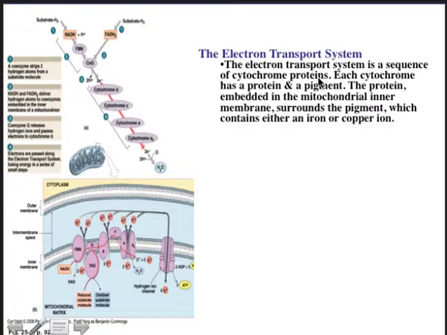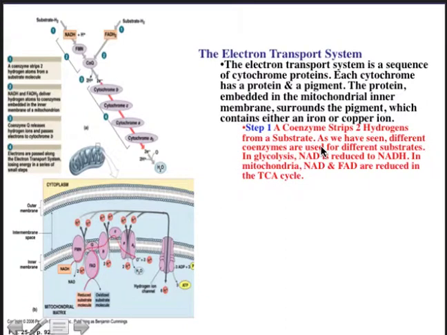Each cytochrome has a protein and a pigment, and it's the pigment where the electrons actually sit. The protein is embedded in the mitochondrial inner membrane, and it surrounds the pigment, which contains either an iron or a copper ion. In step 1, coenzyme strips 2 hydrogens from a substrate. Okay. As we've seen, different coenzymes are used for different substrates. In glycolysis, NAD is reduced to NADH. In mitochondria, NAD and FAD are reduced in the TCA cycle.